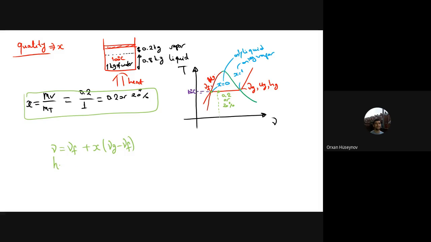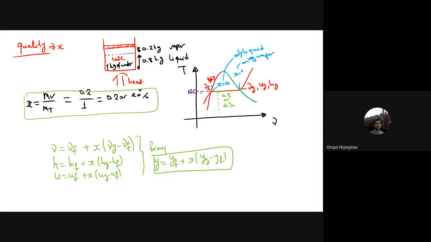Similarly, you can find the enthalpy value if you know the quality here. So enthalpy will be Hf plus x times Hg minus Hf. Or if you are interested in the internal energy, you can find u is uf plus x times ug minus uf. Similarly, for any property Y, Y will be equal to Yf plus x times Yg minus Yf. This is the equation that we are going to use, and we will find the properties with given quality values.